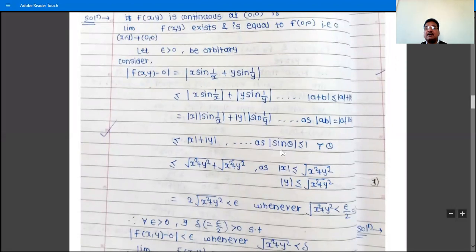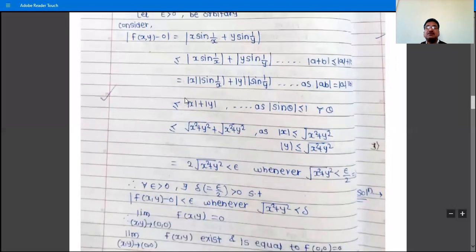Substitute the values as 1, because mod sine theta is less than or equal to 1 for all theta, and 1 is the upper limit. So this is less than or equal to mod x. Substitute this quantity as 1, and this quantity as 1, we have this, and this is root x square plus y square. Mod x is less than or equal to root x square plus y square, and mod y is also less than or equal to root x square plus y square.